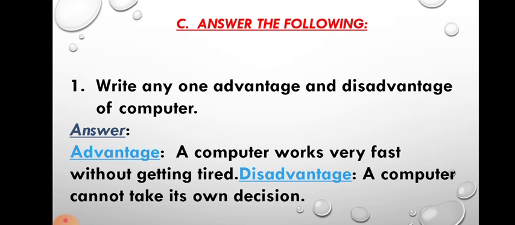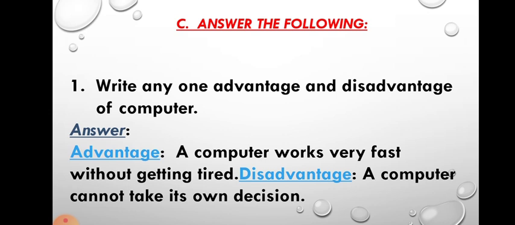So, you have to write here only one advantage and disadvantage, and I have explained various advantages and disadvantages of computer. It is also given on page number 11 and 12 of your book, lesson 1. So, here I have mentioned one advantage, that is a computer works very fast without getting tired. And the disadvantage of a computer, it cannot take its own decision.